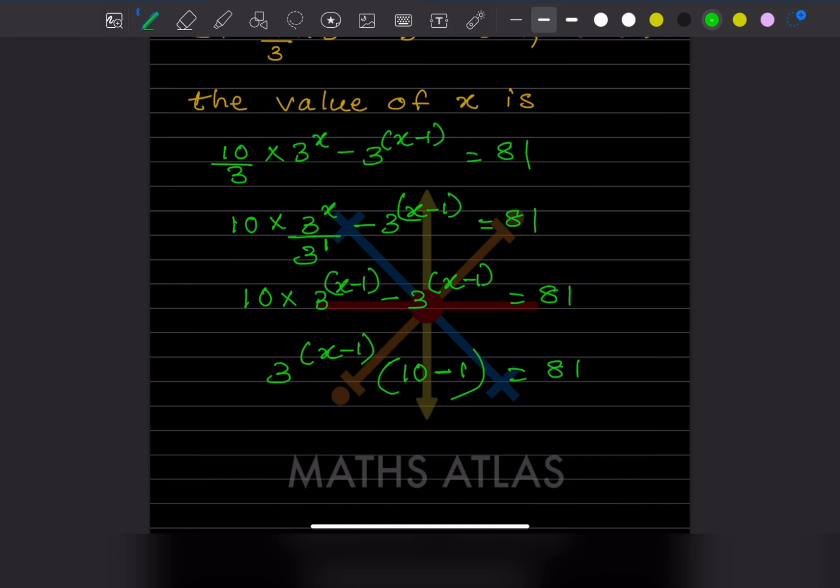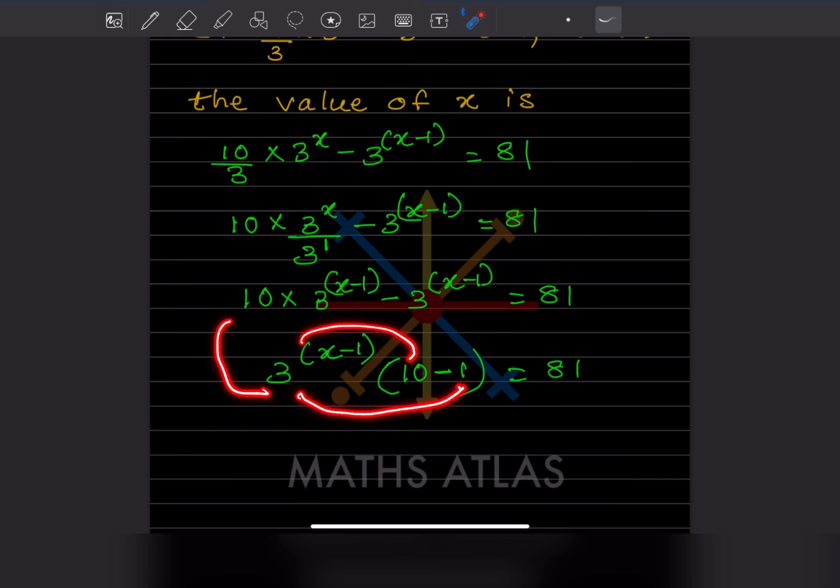I'll repeat this step. See here from these 2 parts, 3 raised to x minus 1 is common. So from this part only 10 remains, so that is in the bracket here. This is minus, so here will be minus. This 3 raised to x minus 1 is common here. So what remains inside the bracket is just 1. So when you expand this, you get the same as this part.